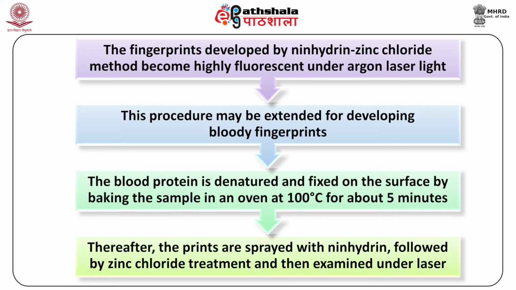This procedure may be extended for developing bloody fingerprints. The blood protein is denatured and fixed on the surface by baking the sample in an oven at 100 degrees Celsius for about 5 minutes. Thereafter, the prints are sprayed with ninhydrin, followed by zinc chloride treatment, and then examined under laser.